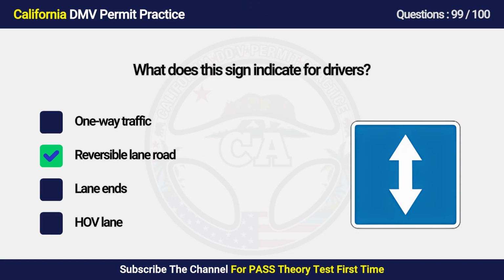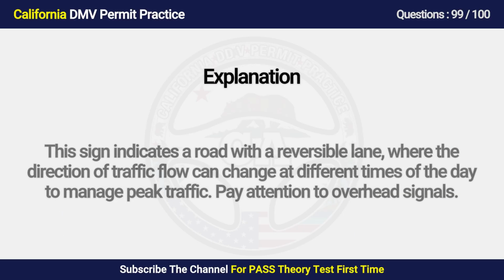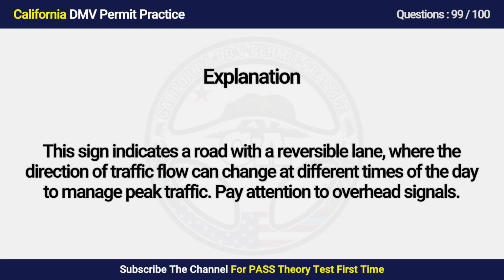Answer is B. Reversible lane road. This sign indicates a road with a reversible lane, where the direction of traffic flow can change at different times of the day to manage peak traffic. Pay attention to overhead signals.